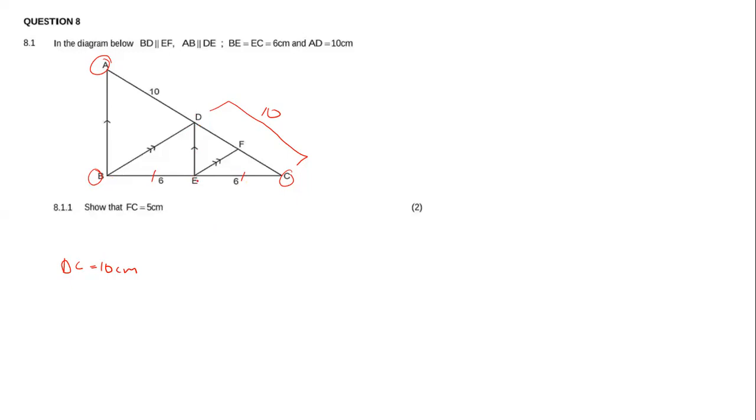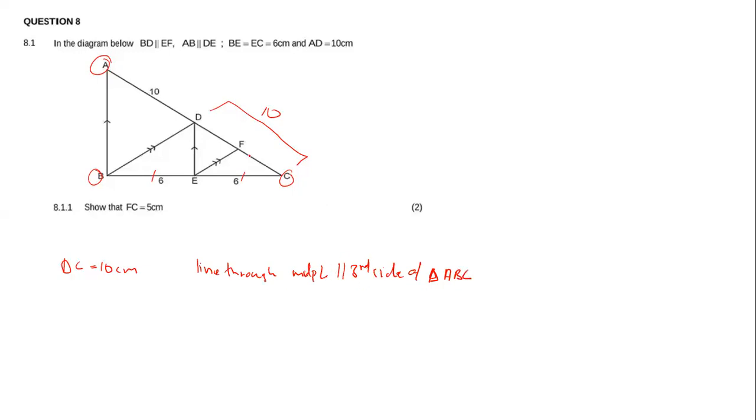So that means this line, which passes through the midpoint, is parallel to the third side of a triangle, which is AB. So you're going to say: line through midpoint is parallel to the third side of a triangle. Of triangle what? Of triangle ABC.